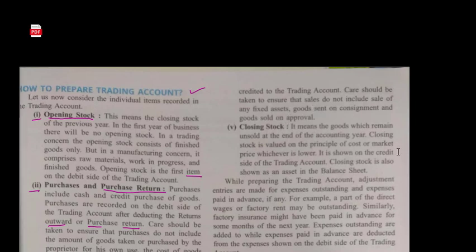Care should be taken to ensure that the sales do not include sales of any fixed assets, goods sent on consignment, and goods sold on approval. So here in sales you will not include some item like sale of fixed asset. If you sell some fixed asset, say you sell your factory, so that you will not include here. Goods sent on consignment, so if you send some goods for consignment, that also you will not include here. And goods sold on approval, that also you will not include.